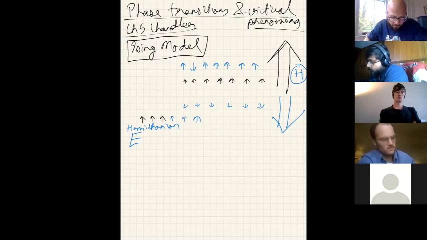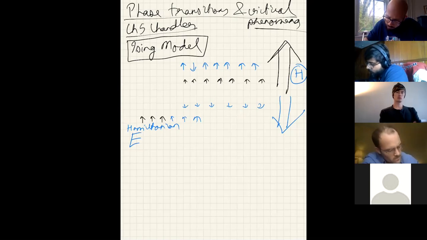It will be given by, and let's say we call all these magnets spins. So we can think of these as spins, S1, S2, S3, S4. And let's say this one is a spin plus, and this one is a spin minus, plus, minus.